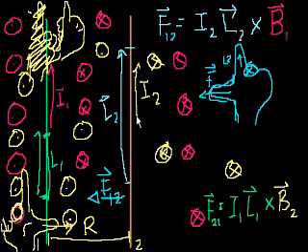This wire is going to be attracted towards that wire, and this wire is going to be attracted to that wire. If they were floating in space, they would slowly get closer and closer to each other, and they would accelerate toward each other at ever increasing rates, actually.